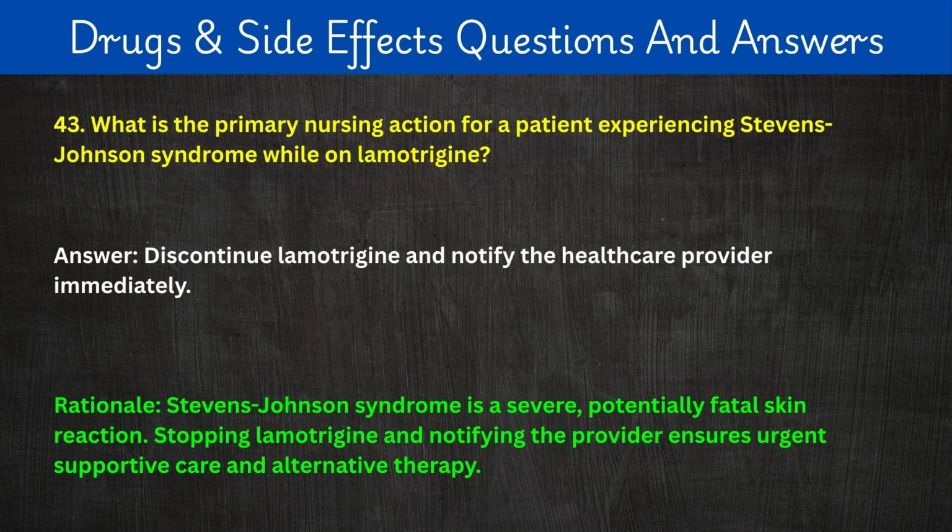43. What is the primary nursing action for a patient experiencing Stevens-Johnson syndrome while on lamotrigine? Answer: discontinue lamotrigine and notify the healthcare provider immediately. Rationale: Stevens-Johnson syndrome is a severe, potentially fatal skin reaction. Stopping lamotrigine and notifying the provider ensures urgent supportive care and alternative therapy.